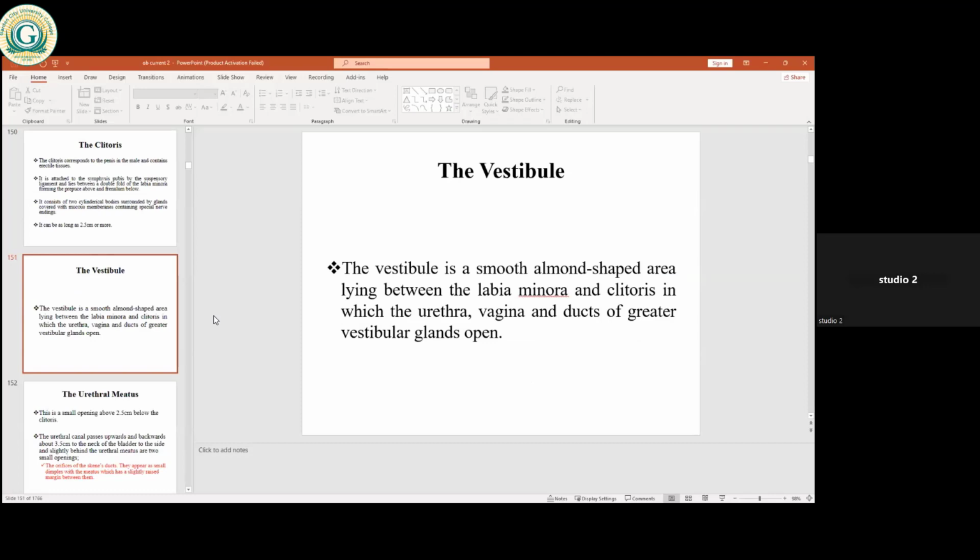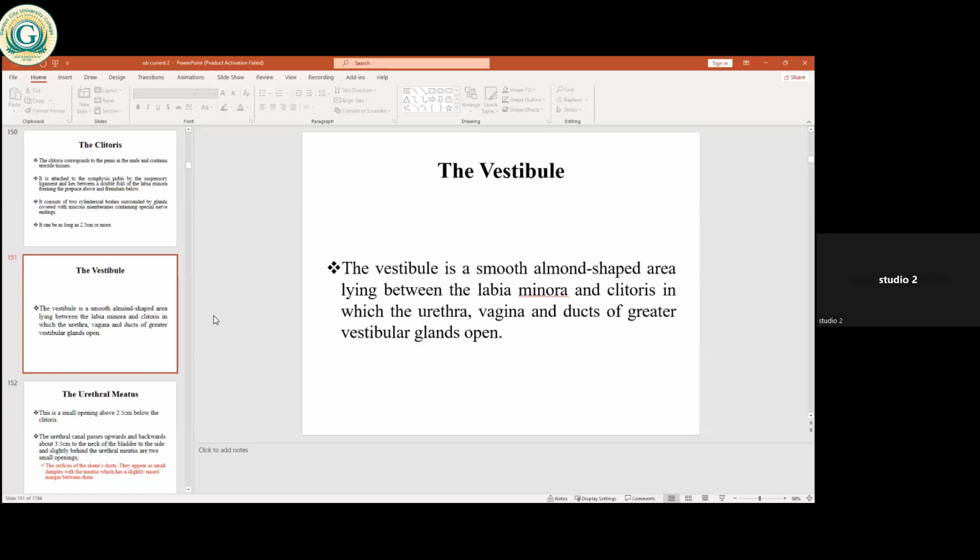Now when you leave the clitoris, you come down. Assuming the woman is lying in the lithotomy position, and you displace the labia majora and labia minora, you have an area which looks almond shaped. That is between the labia majora and the clitoris. In that shape, you see holes. One is for the urethral meatus, one is for the vagina, and another for the greater vestibular glands.